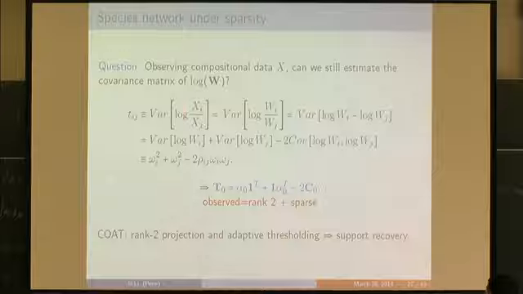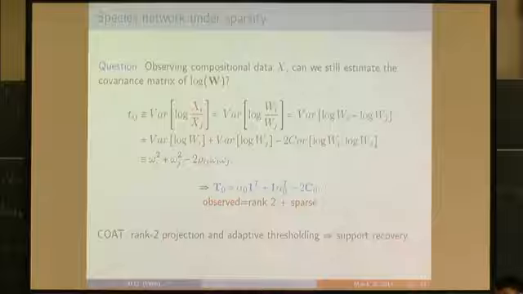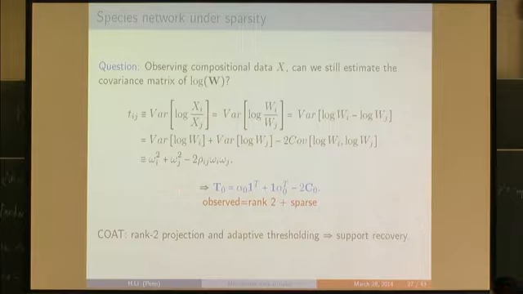And if you expand this, basically the variance of the log of the ratio can be written as the true variance of the log of the count minus the covariance matrix, which is the one we want to estimate. So you can write this into matrix form, and this variance matrix of all the pairwise log ratios can be written as a matrix plus another matrix. And those two matrices are low rank matrices.